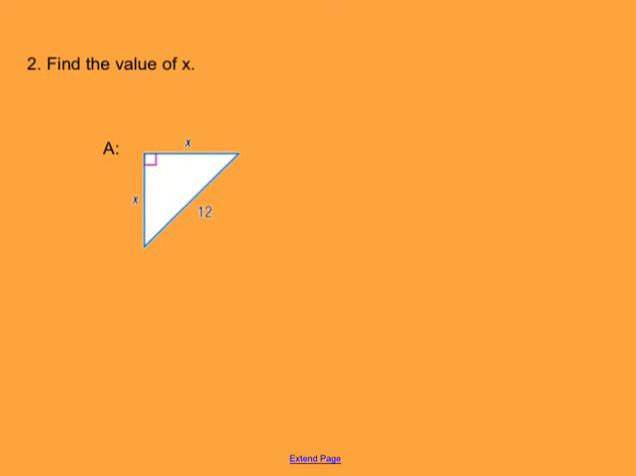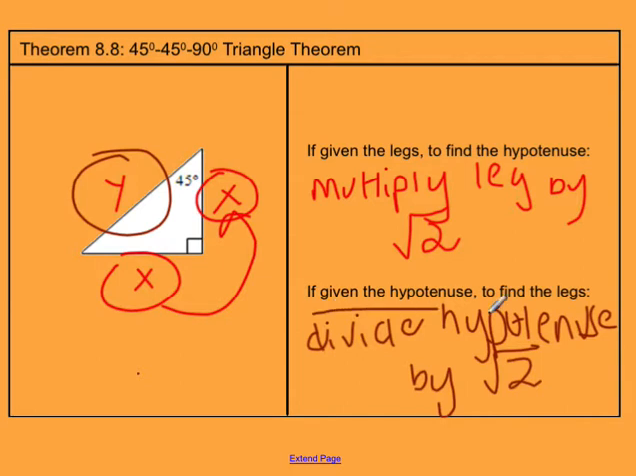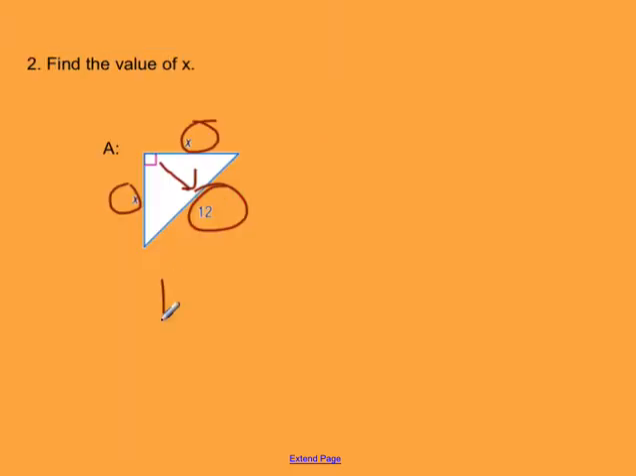Next, let's take a look at number 2. Find the value of x. Well, x are both of our legs. So here are the two questions you need to ask yourself. What am I given, and what do I need to know? Well, the first thing I'm given, I notice that 12 is sitting across from the right angle. So I'm given the hypotenuse. And given the hypotenuse, and you want to find the legs, we need to divide the hypotenuse by the square root of 2. So I'm going to take my hypotenuse and divide by the square root of 2.